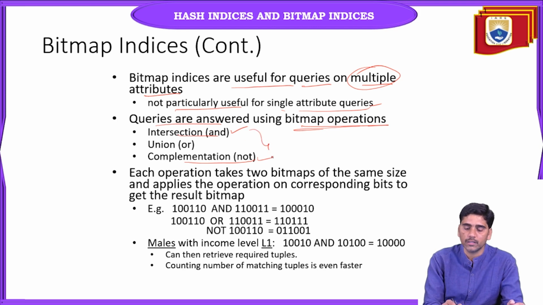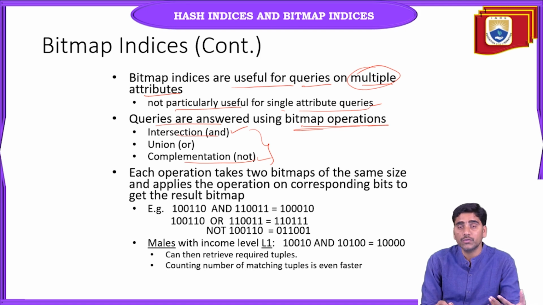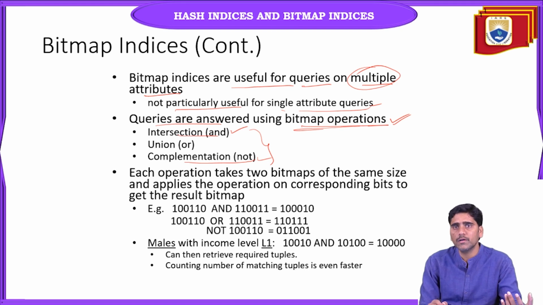Intersection related queries, union related queries, and complementation related queries are all performed with bitmap operations, because all these queries involve more than one value or more than one attribute. At that moment, the multiple attributes are represented with bitmap indices to find results easily.